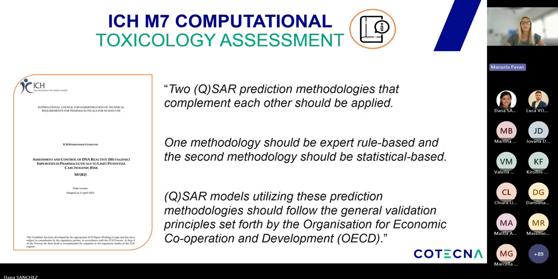In the specific case of the guideline, it suggests the use of two complementary QSAR models. One is an expert rule-based system, the other one is a statistical approach, and both models need to fulfill the 5 OECD principles for QSAR validation, which were defined to set the criteria that ensure predictions are scientifically sound and acceptable for regulatory purposes. The use of the two different approaches is designed to increase the reliability and support a more robust classification in cases where experimental evidence is not available.